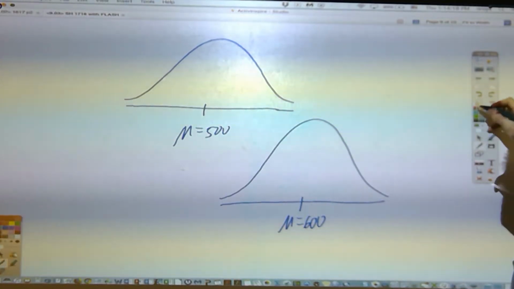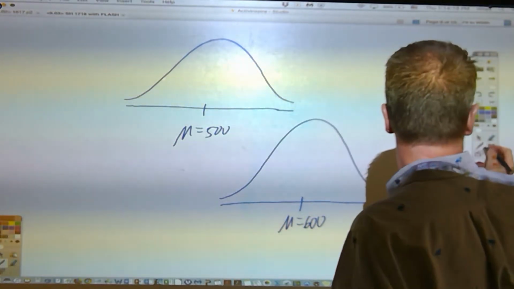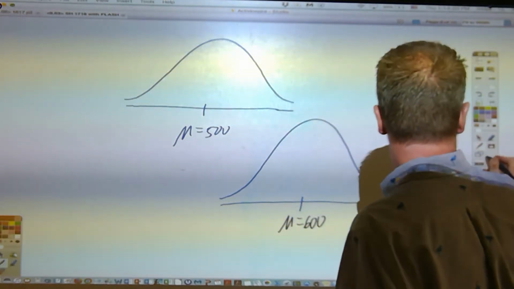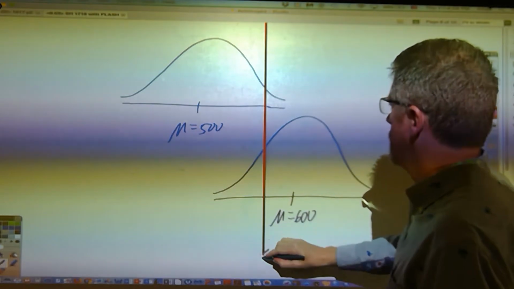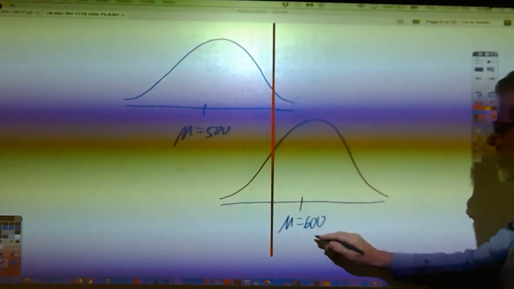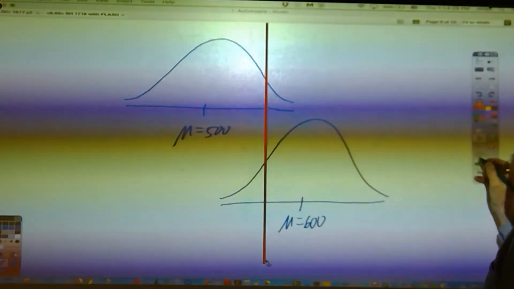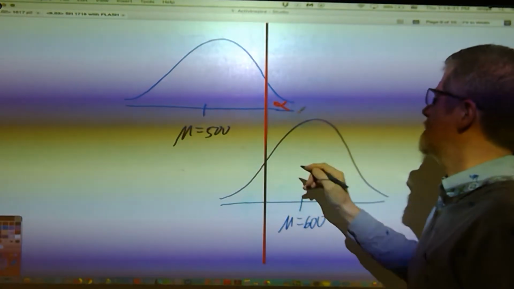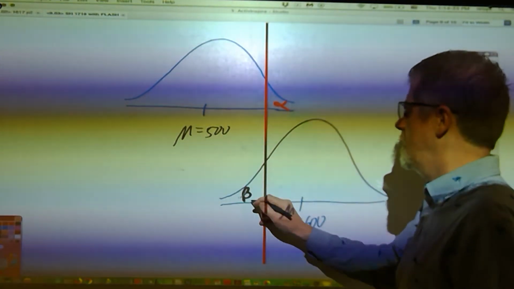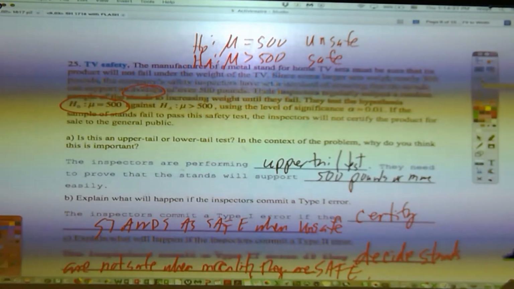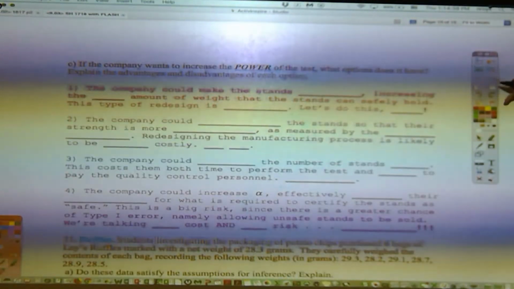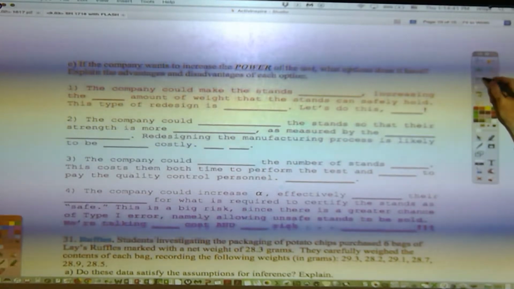And then we decide where to put our line. I'm going to make this a vertical line that's fairly thick, easy to see. That's going to be where the alpha level is. This marks off alpha, probability of a type 1 error. Here's beta, and here's power. And they're asking us about power on this problem. So we want to increase the power.